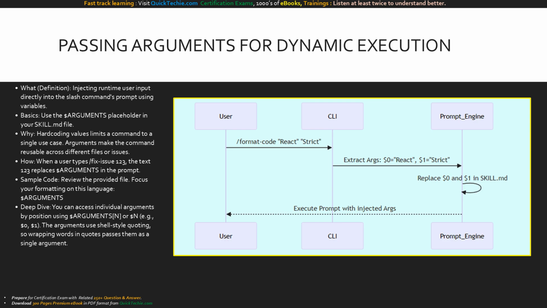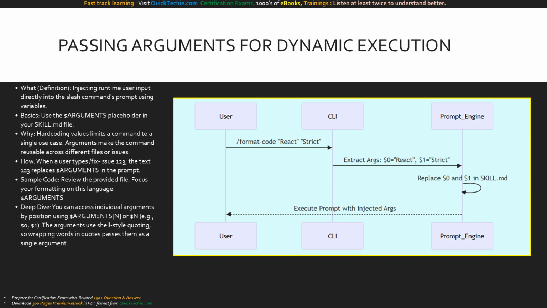For our deep dive, notice that you can get very granular. You can access individual arguments by their index using $0 or $1. Because Claude uses shell-style quoting, if a user wraps multiple words in quotes, your skill processes it perfectly as a single variable.